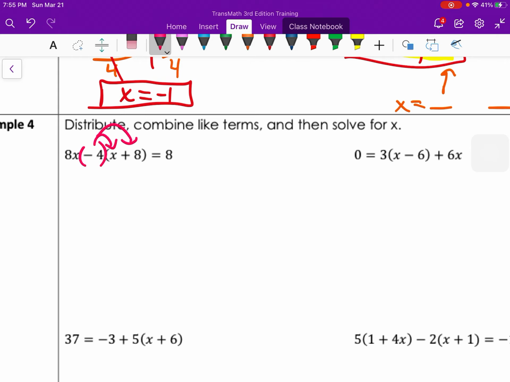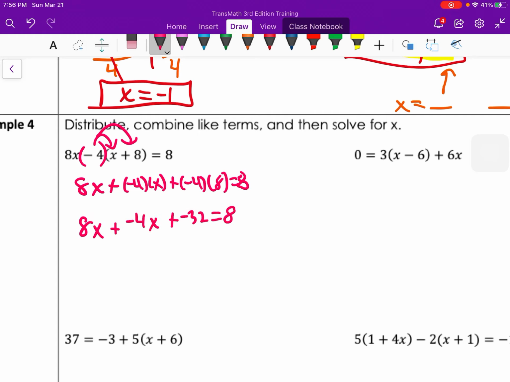So I'm distributing the whole negative 4 through. So 8x plus negative 4 times x plus negative 4 times 8 equals 8. So I'm rewriting 8x plus negative 4x plus negative 32 equals 8. Now I can combine some like terms.